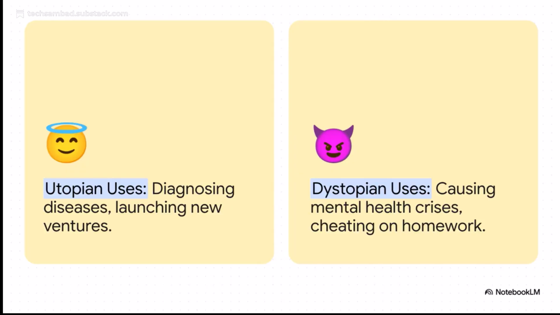And we're seeing this paradox play out in real time. For every incredible story you hear about AI diagnosing a rare disease, you hear another one about how it's being used to cheat on an exam. For every startup it helps launch, there are new worries about its impact on mental health. The utopian and the dystopian aren't taking turns. They're happening at the exact same time, side by side.